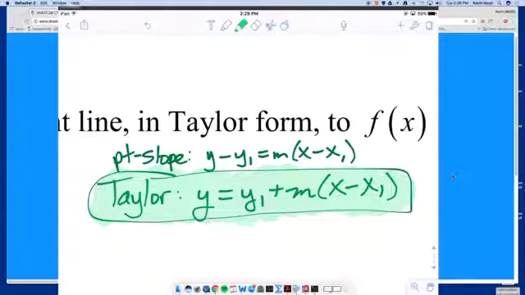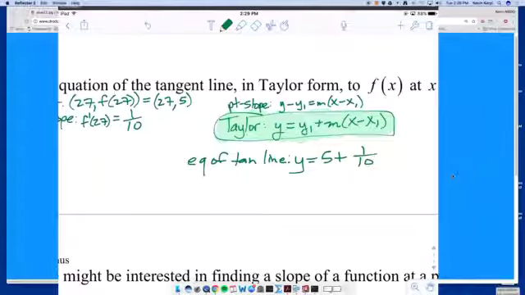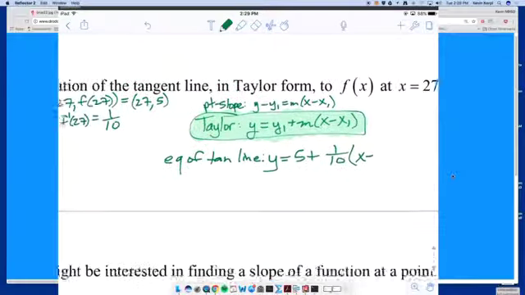Y equals the y value that you're given plus the slope times x minus the x value. So we have all the information. We're ready to go. The equation of our tangent line, well, let me go ahead and write the equation of tangent line. It's going to be y equals the y value, which we found to be 5, plus the slope, which is 1/10 times x minus the x value of 27.